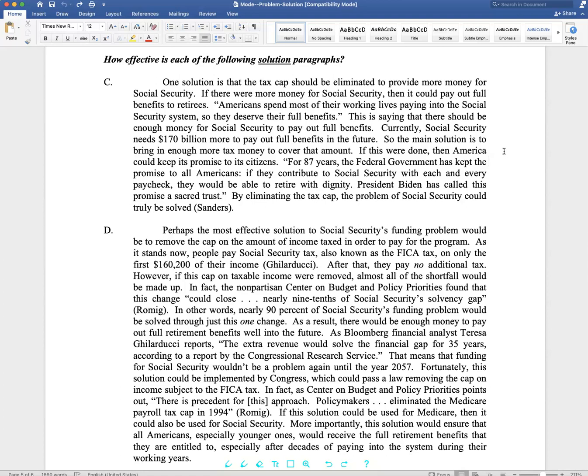Also, the evidence here is not really relevant. If you look at the two quotes, they're really just saying, hey, the government's promised to give people Social Security and we need to keep that promise. Well, that doesn't do anything to explain what the solution is, or to show that it would work, or to explain how it would be put into place. So this is not very effective. They only have this one statistic as well, and it's not even really relevant to showing how the solution would work or how it would be implemented.